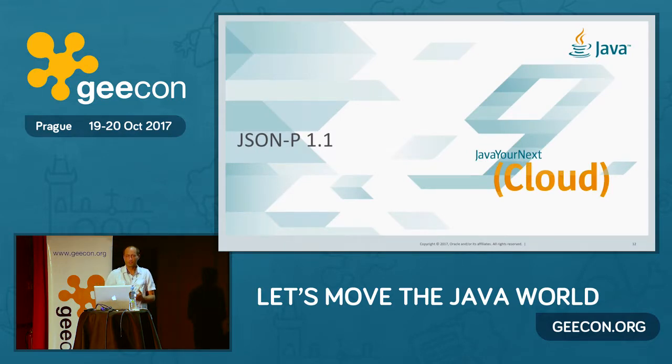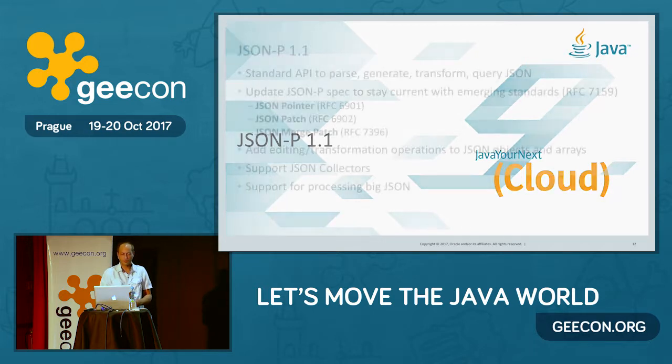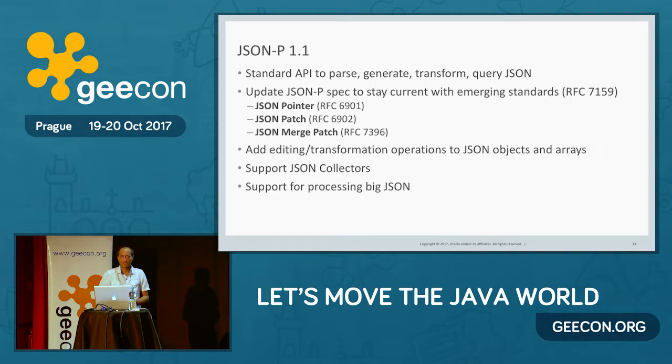The first JSR I will briefly describe is JSON-P. It lies at the core, or at the bottom of the stack, and it's quite simple. JSON-P 1.0 was part of Java EE 7, and for Java EE 8, we wanted the spec to stay current with emerging standards, mainly JSON pointer, JSON patch, and JSON merge patch. Another improvement was the addition of JSON collectors and support for processing big JSON. I didn't say what JSON-P itself is. It's a standard API to parse, generate, transform, and query JSON. Basically, if you have some JSON string and you need a parser, JSON-P is for you.